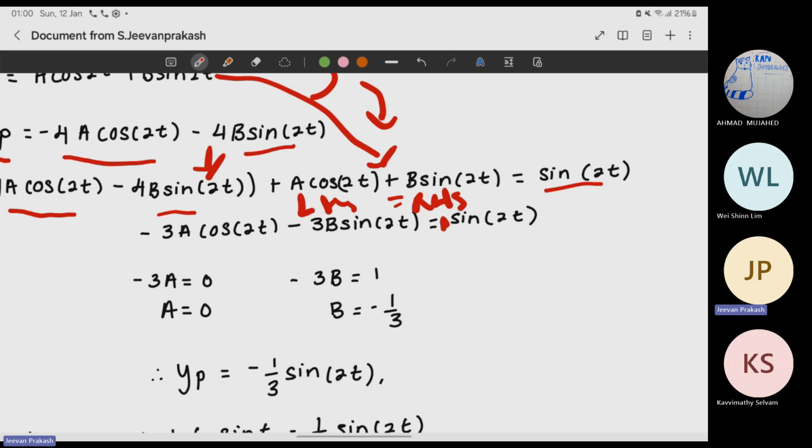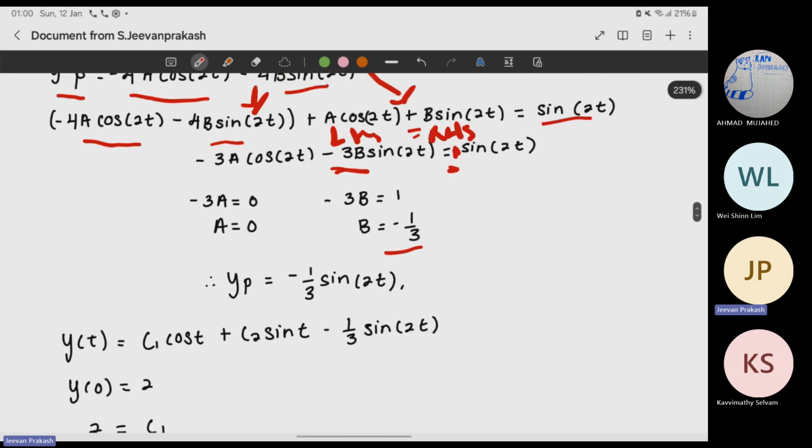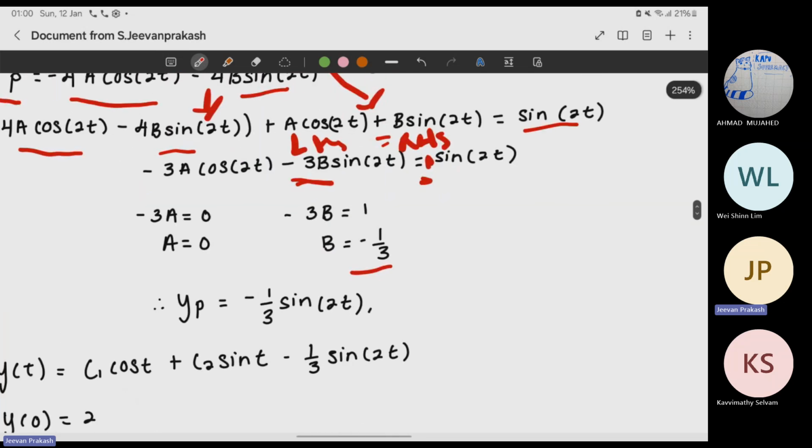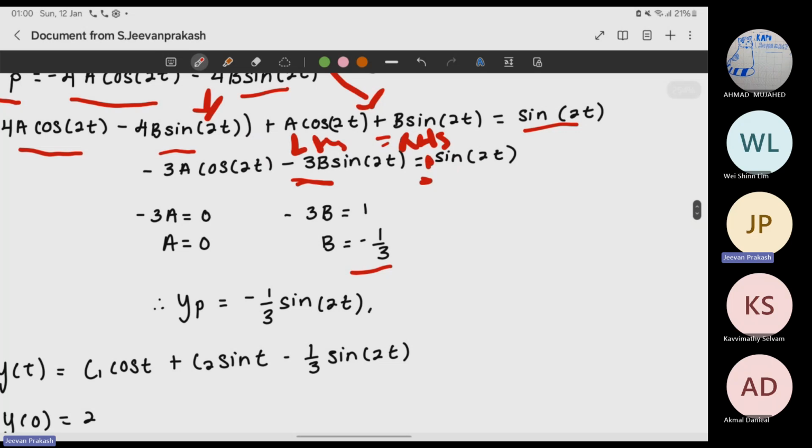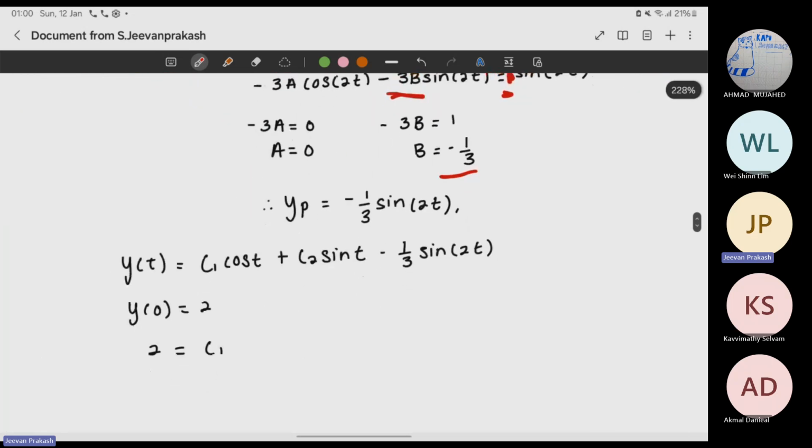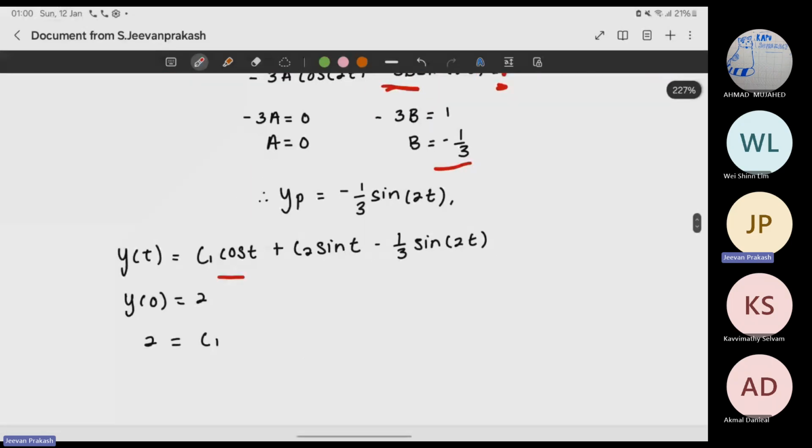Since there is no cos on the right hand side, negative 3a equals 0, so a will become 0. So negative 3b sin 2t equals 1 sin 2t. Negative 3b equals 1. So b equals negative 1 over 3. So yp equals negative 1 over 3 sin 2t. Next, y(t) will become c1 cos t plus c2 sin t minus 1 over 3 sin 2t.